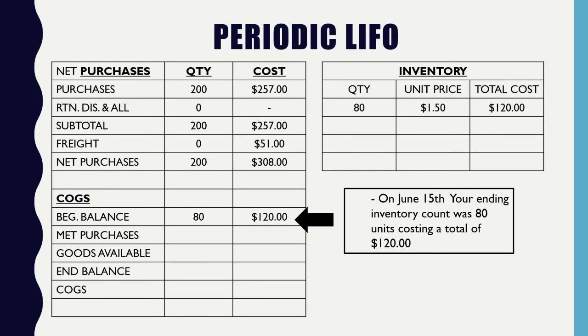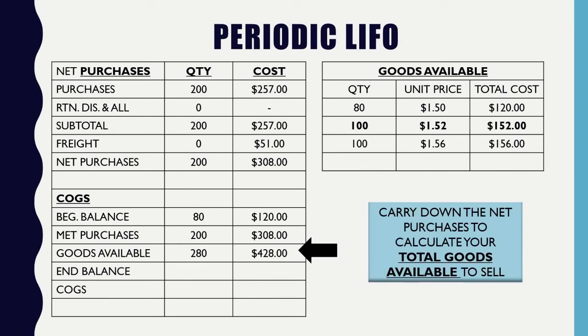I need to plug that in because now I'm going to group everything together, right? I have my beginning inventory plus my net purchases, which gives me a total goods available of 280 units. That's how many I have available to sell, okay? And that gave me a grand total of $428. So that's what we had to do in our inventory, right?